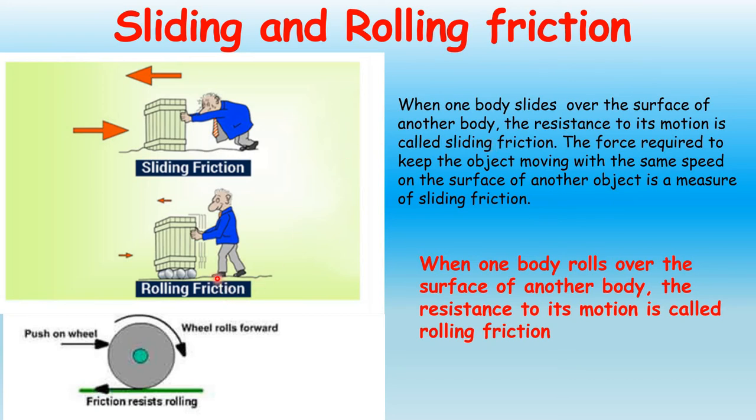Okay, now in the next figure you can see the same object is fixed with wheels. Now the object is not sliding, it is rolling. So when one body rolls over the surface of another body, the opposition to its motion is called rolling friction. Here you can see a wheel rolling over the surface. We are applying a force on the wheel and the wheel is rolling forward, and the frictional force acting in the opposite direction is known as rolling friction.